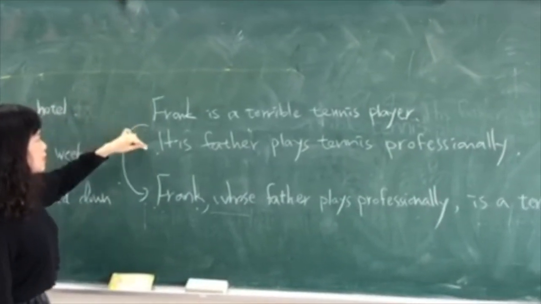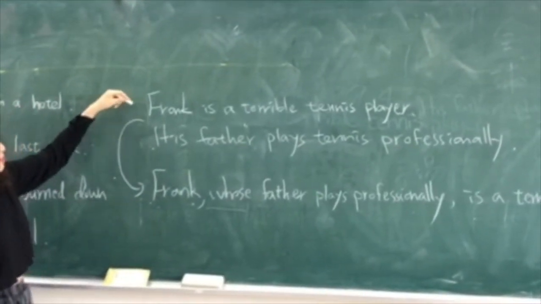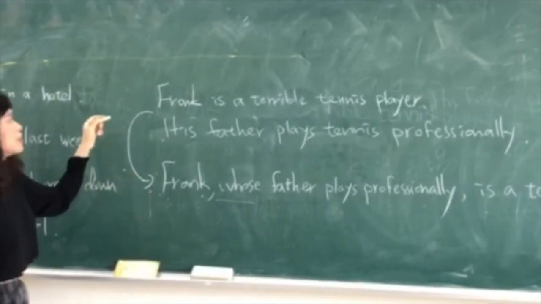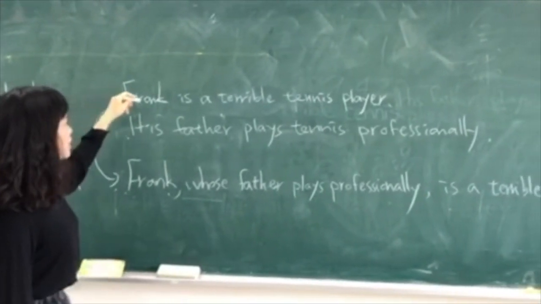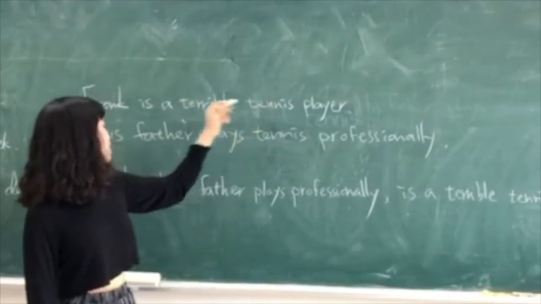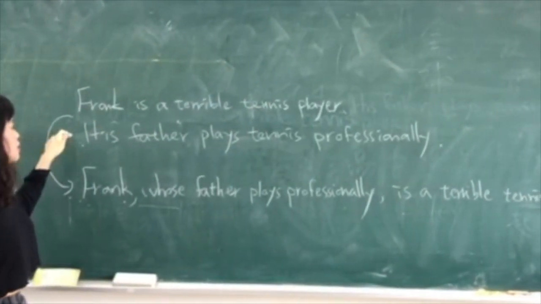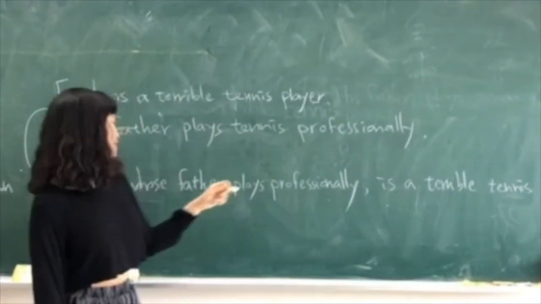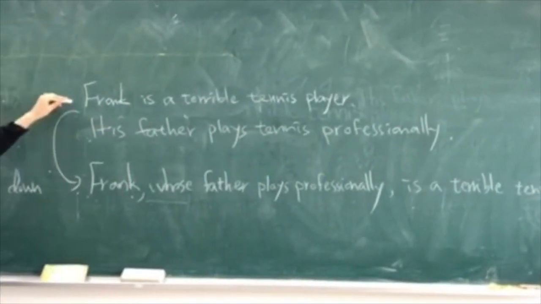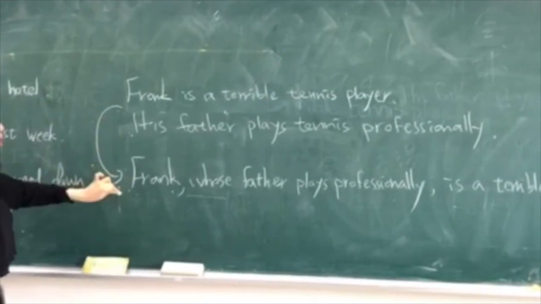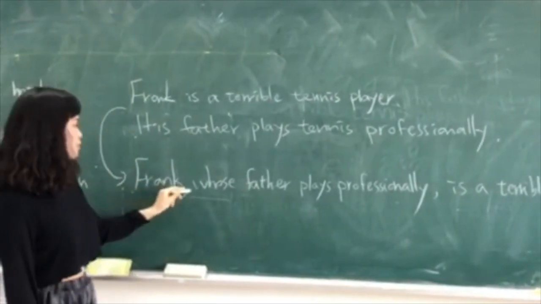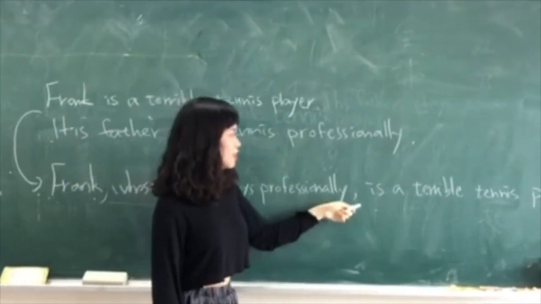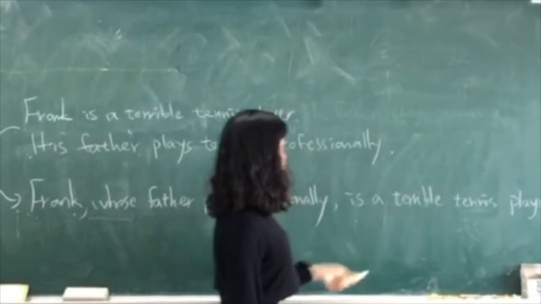We have two sentences here, and we will try to combine these two sentences into one sentence using the word whose. The first one, Frank is a terrible tennis player. And the second one, his father plays tennis professionally. So we combine these two sentences into this one: Frank, whose father plays tennis professionally, is a terrible tennis player.